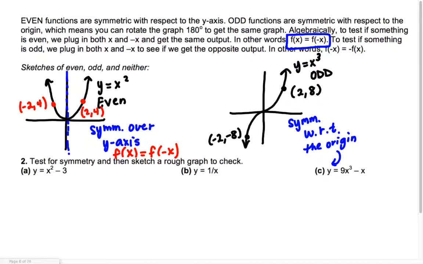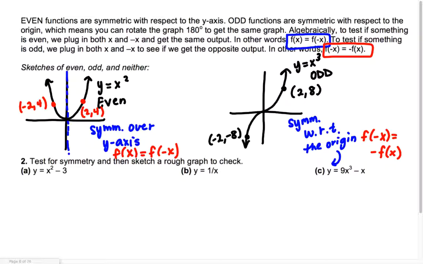Okay, and the way we write this one is that f of negative x, so if I plug in negative 2, I don't get the same as f of 2. I get the opposite. I get negative f of x. Okay, so you'll see it written that way. Sometimes you'll see both negatives on the left side. So it'll be like negative f of negative x equals f of x. Okay, does that make sense? Do you guys get it?